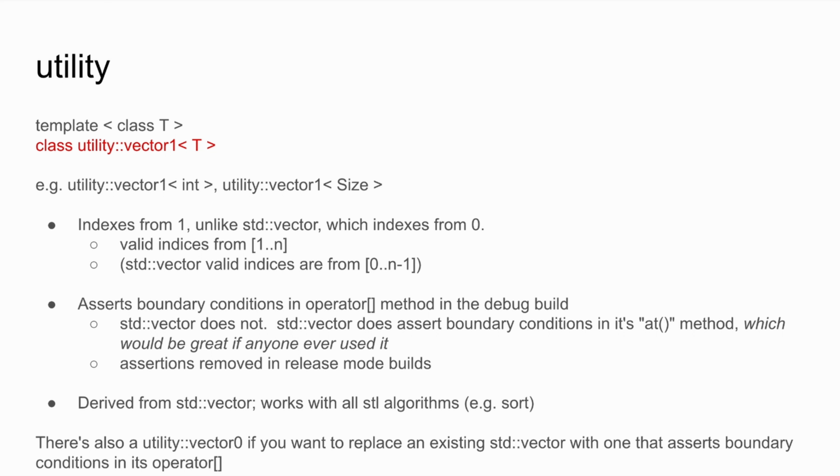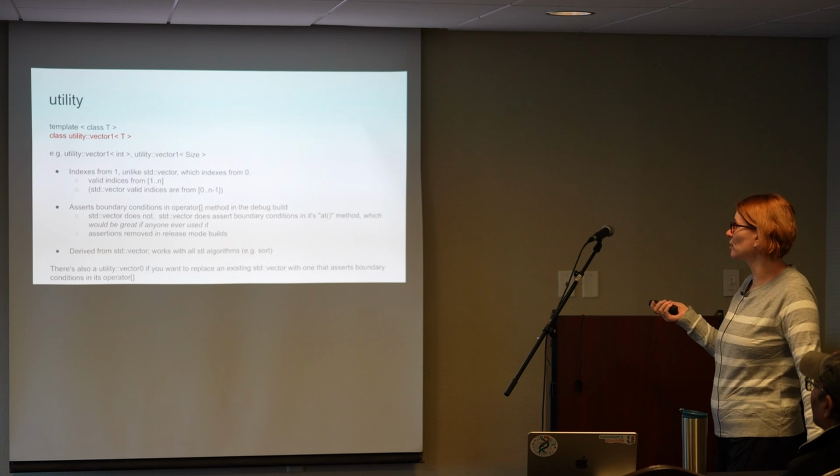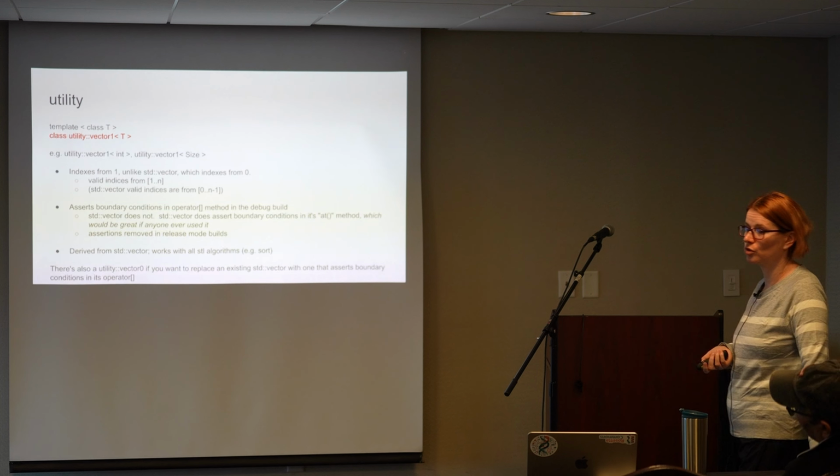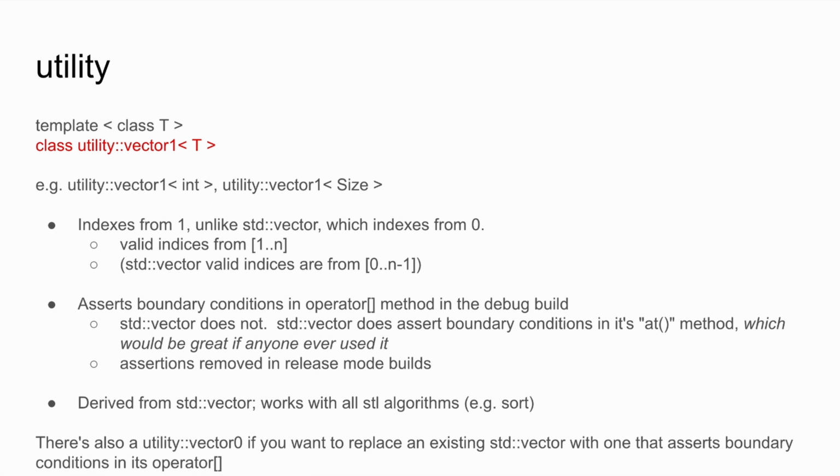So, utility. We have utility vector1. You've probably heard about that a bunch of times already. The T basically stands for a template class. So whether it's utility vector1 of ints or utility vector1 of sizes, we call it a utility vector1 because it indexes from 1, unlike a standard vector. Most of the time you will be using a utility vector1, and standard vector indexes from 0. So yeah, that's basically indexing.